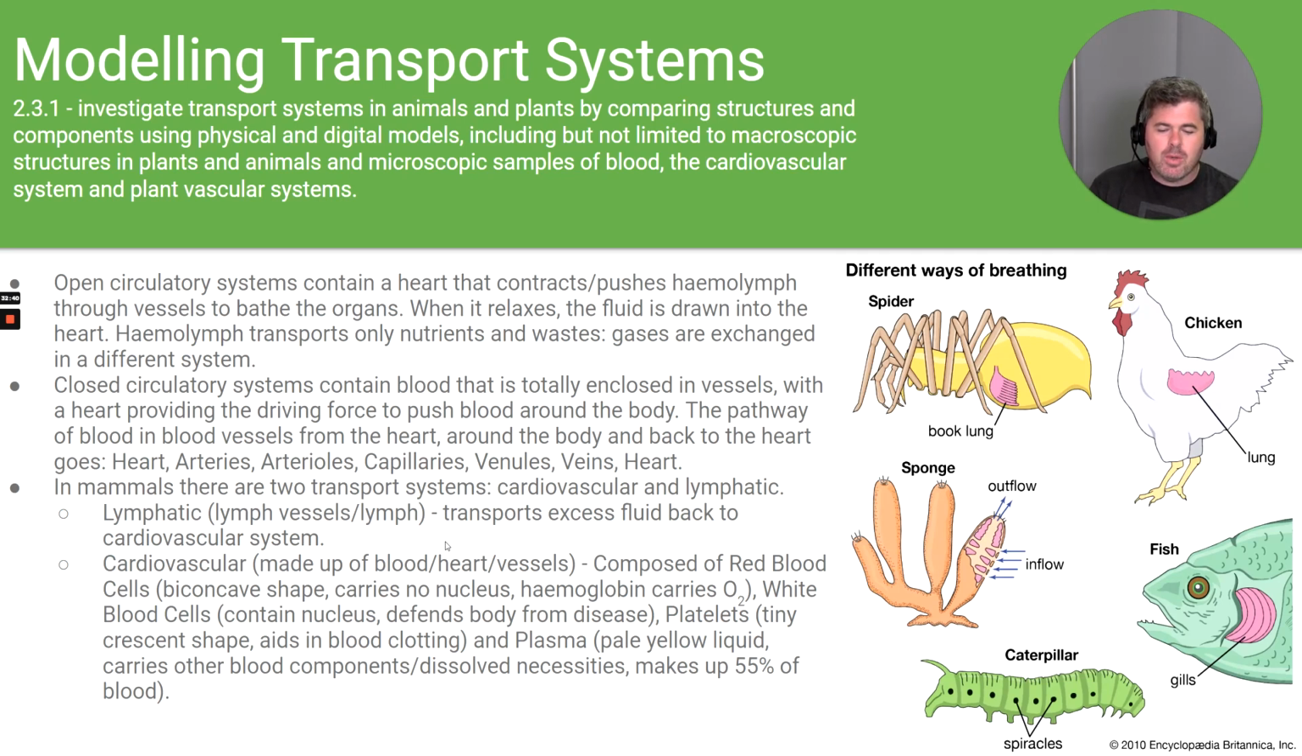Now in mammals, we have two types of transport systems, cardiovascular, which we just covered, and lymphatic. The lymphatic transports excess fluids throughout the body and goes back into the cardiovascular system.